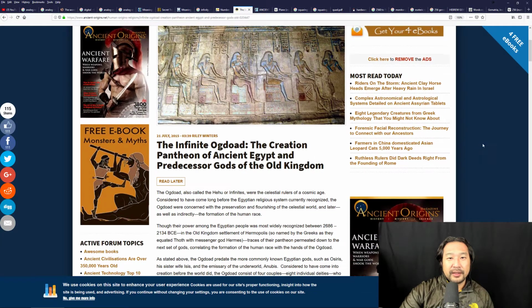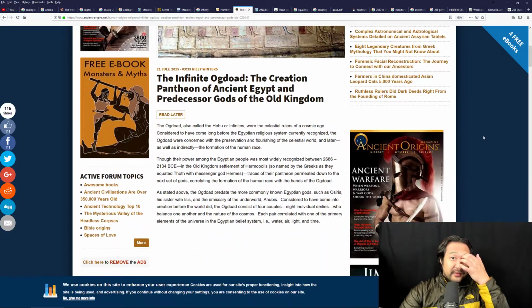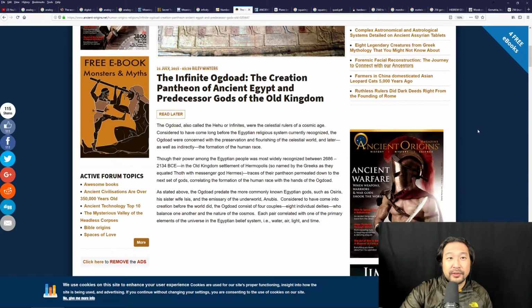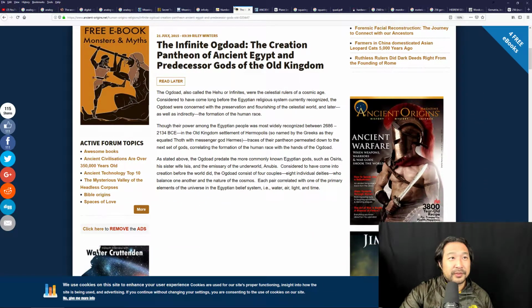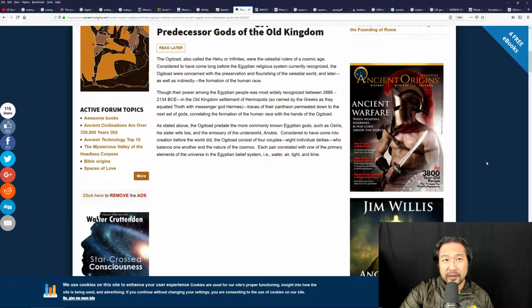Infinity, the infinite Ogdoad, the creation pantheon of ancient Egypt and predecessor gods of the Old Kingdom. The Ogdoad, this is from ancientorigins.net. The Ogdoad was also called the Hehu, or infinites, the celestial rulers of a cosmic age considered to have come long before the Egyptian religious system currently recognized. The Ogdoad were concerned with the preservation and flourishing of the celestial world, and later, as well as indirectly, the formation of the human race.